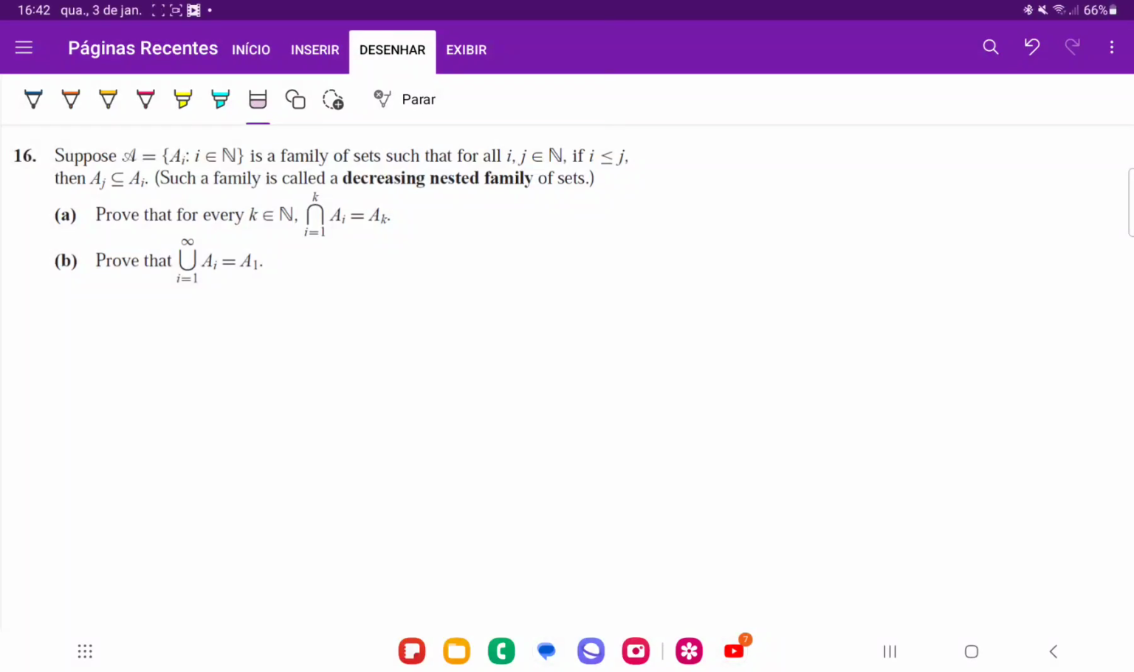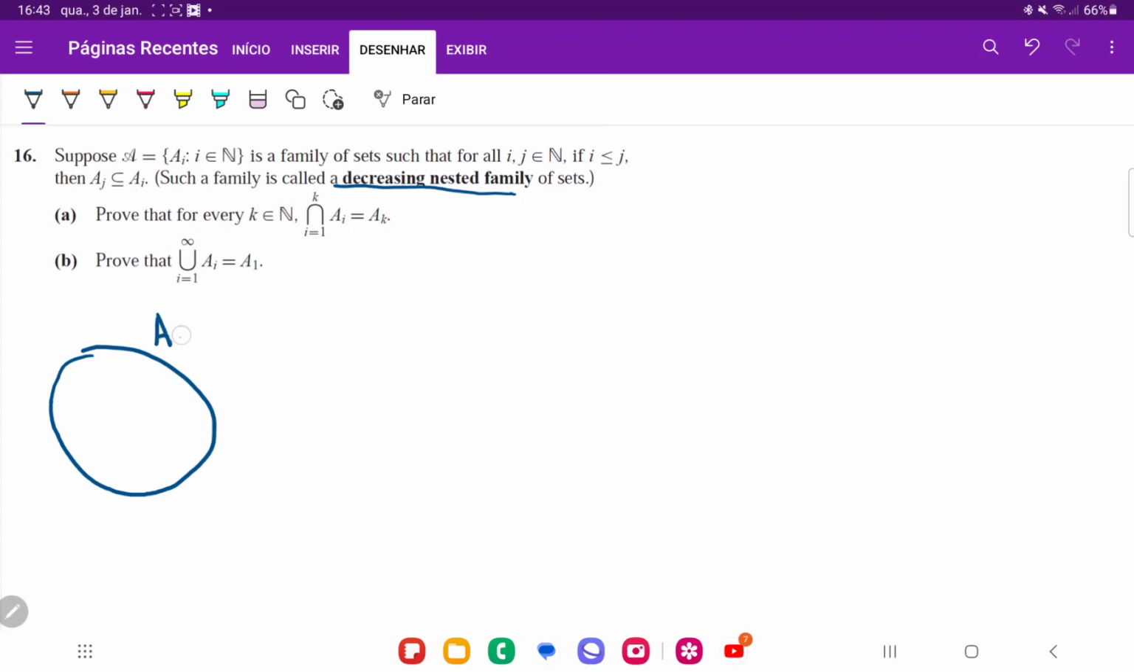Okay, for number 16, we have that A is a family of sets indexed by the natural numbers, but it's a decreasing nested family, which means that for any two indexes belonging to the natural numbers, if i is less than j, then a sub j is a subset of a sub i. And let me just put a diagram here to help you see that.